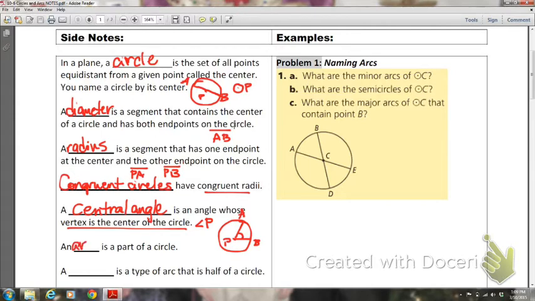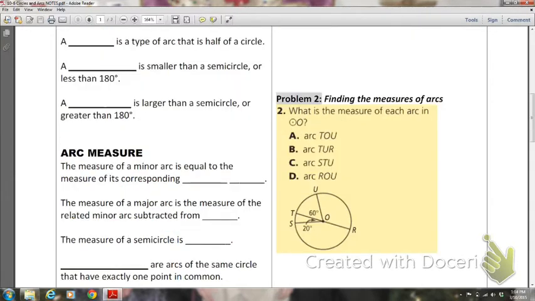An arc is part of a circle, and in this particular circle that we drew here, you can call it arc AB. And you make it with an arc symbol over the top. AB is an arc of that circle. Next definition is a semicircle. So a semicircle is a type of arc that is half of a circle. So it's 180 degrees.